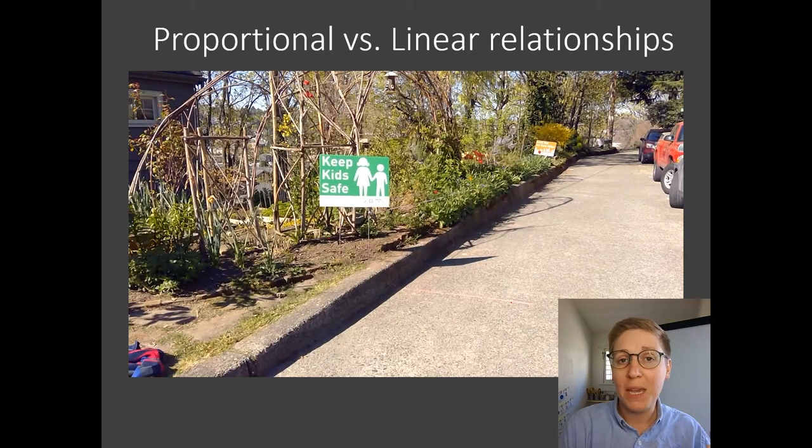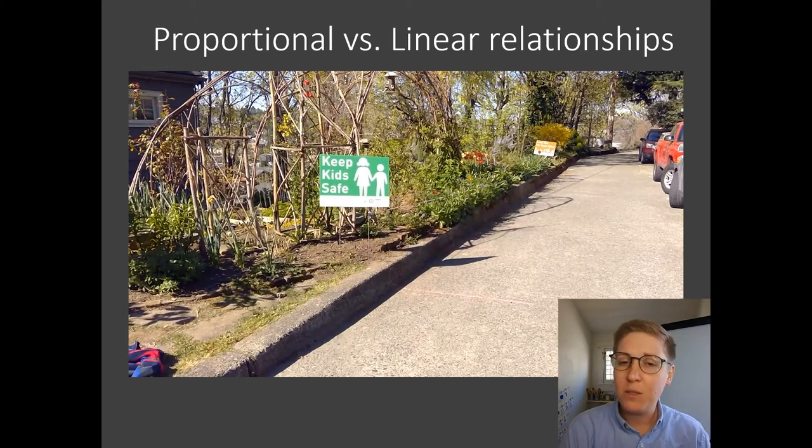In order to explain what a proportional relationship is versus a linear relationship, we're going to start off with a video I took in my alleyway. I'm going to show my son Liam running from a start line to a finish line. We're going to be looking at his rate, which is distance over time. So I had to take those two measurements in order to find a relationship between them. And we're going to show that this relationship is proportional.